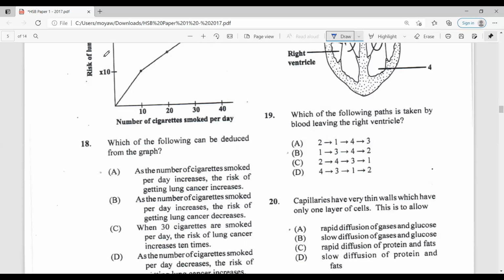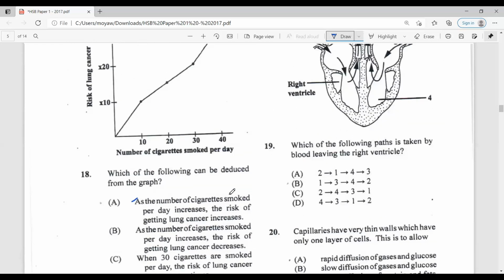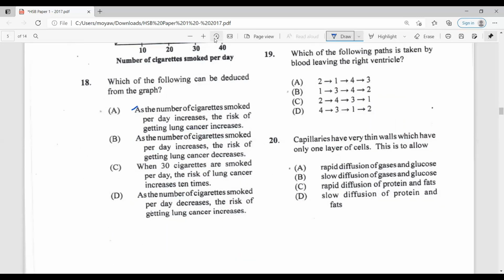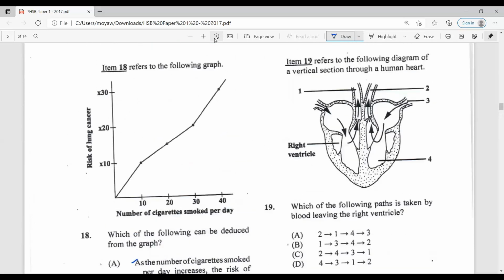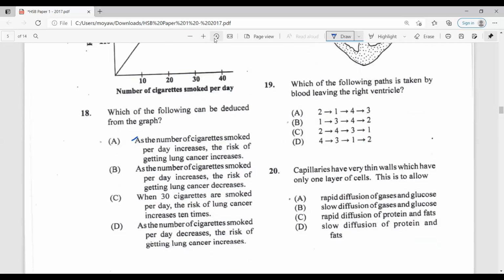A, as the number of cigarettes smoked per day increases, the risk of getting lung cancer increases. A looks like it just said whatever we just said. B, as the number of cigarettes smoked per day increases, the risk of getting lung cancer decreases. No, this is an increasing graph, so B is out. C, when 30 cigarettes are smoked per day, the risk of lung cancer increases 10 times. This one is definitely wrong because they did not give us that information. They did not tell us that 30 cigarettes are being smoked each day, so that's out.